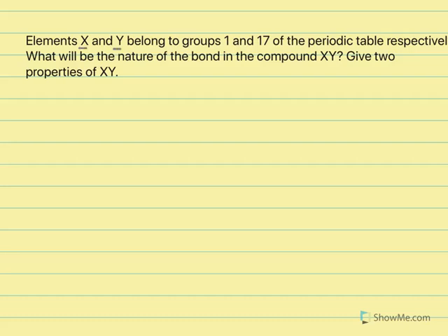Elements X and Y belong to groups 1 and 17 respectively of the periodic table. What will be the nature of the bond in the compound XY? Give two properties of X and Y. Now X belongs to group 1, so we just write that X belongs to group 1 and Y belongs to group 17. Now elements of group 1 are metals and 17 are non-metals.